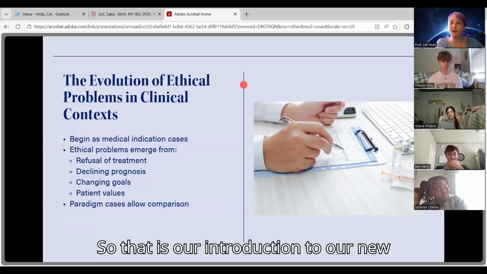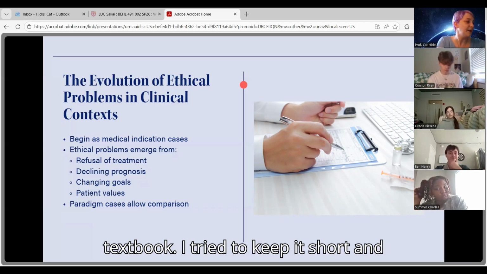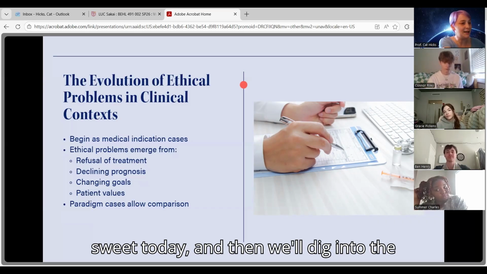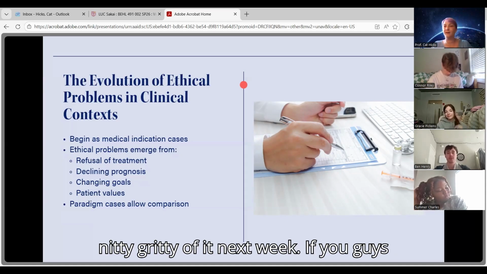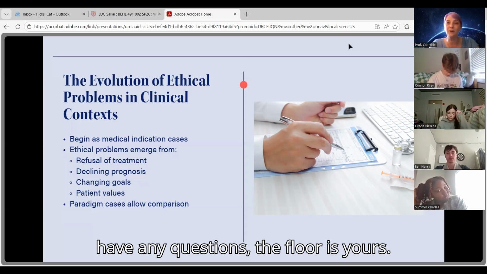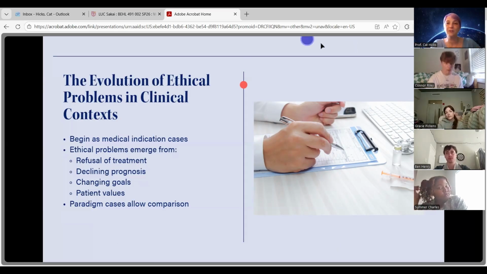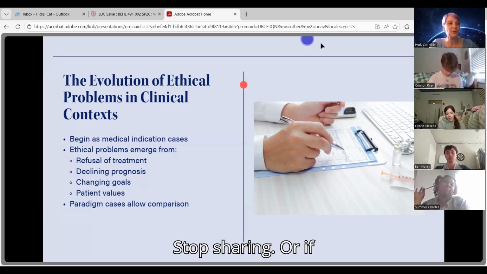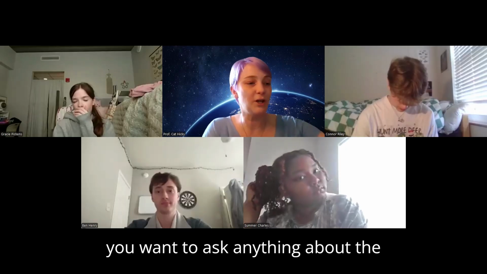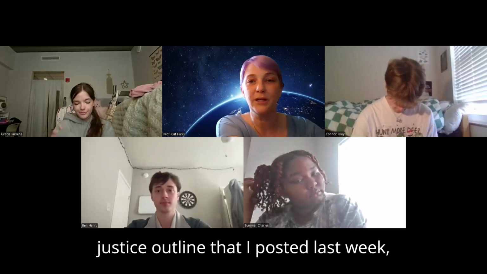So that is our introduction to our new textbook. I tried to keep it short and sweet today, and then we'll dig into the nitty-gritty of it next week. If you guys have any questions, the floor is yours. Or if you want to ask anything about the justice outline that I posted last week, we can go over that as well.